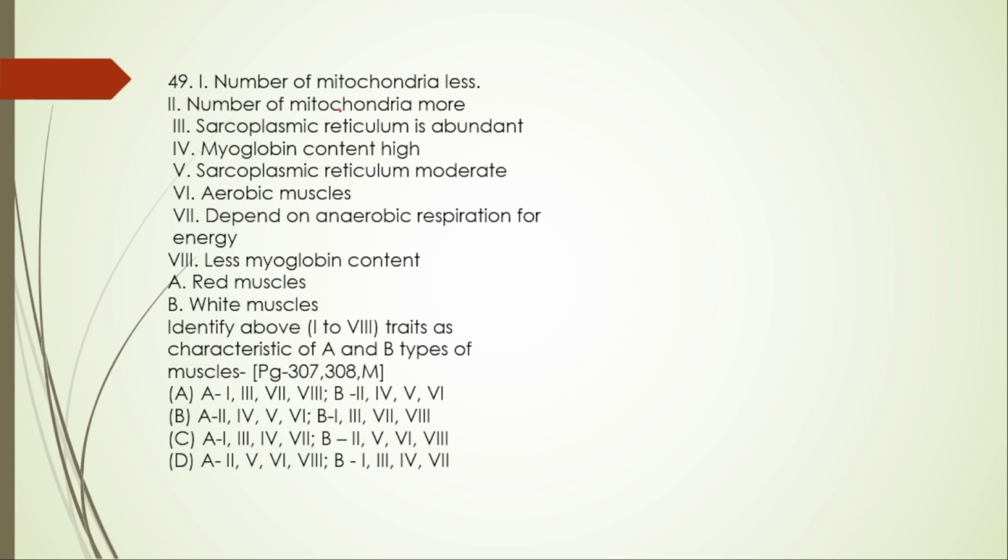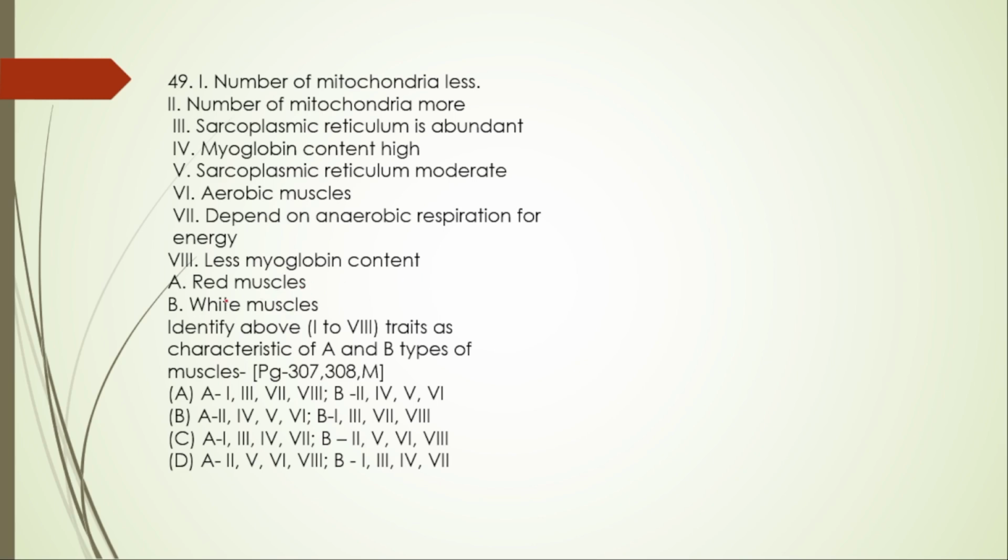Second one, number of the mitochondria is more. Third one, sarcoplasmic reticulum is abundant. Fourth one, myoglobin content high. Fifth one, sarcoplasmic reticulum is moderate. Sixth one, aerobic muscles. And then seventh one, depend on the anaerobic respiration for the energy. And then eighth one is less myoglobin content.